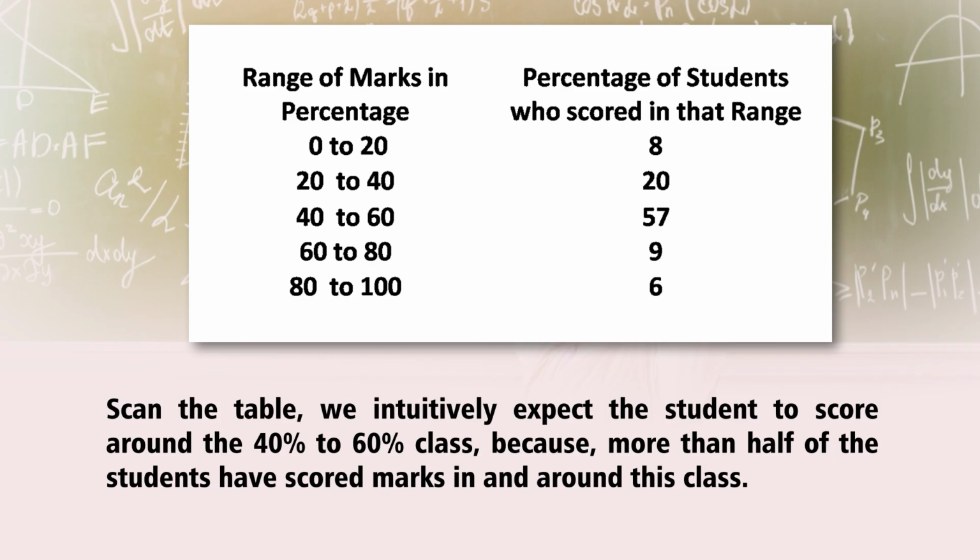suppose you pick up just one student. So, we intuitively will expect the student to score around 40 to 60% of marks, right, because more than half of the students have scored marks in that category, okay. So, that is the main essence of finding the mathematical expectation. So, that is intuition, but how do we mathematically compute mathematical expectation?